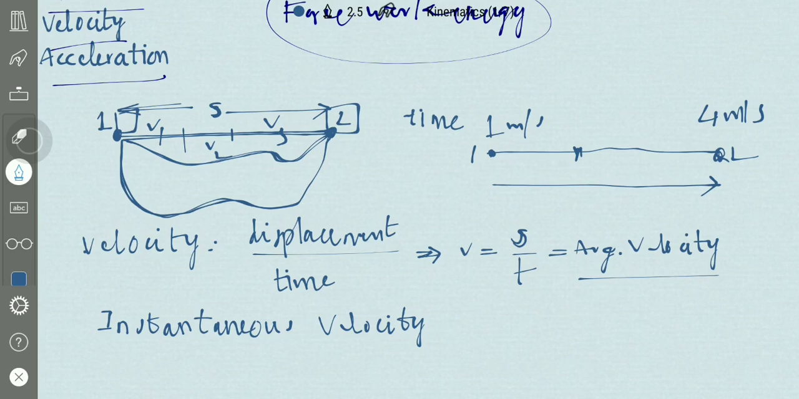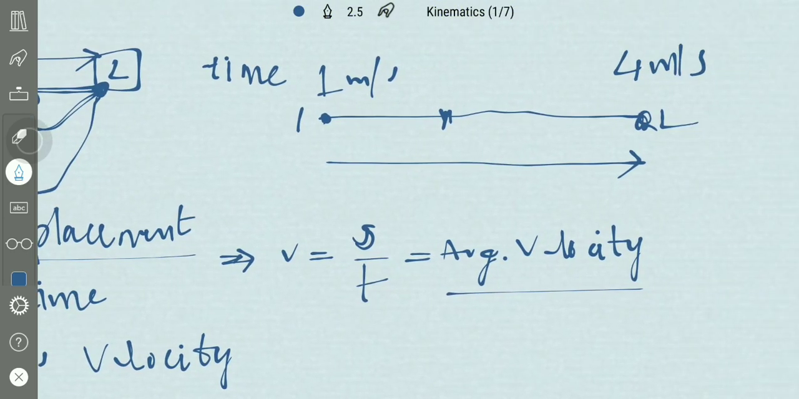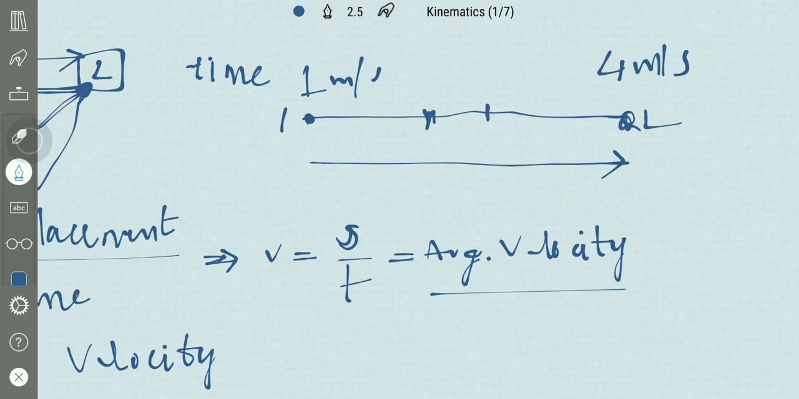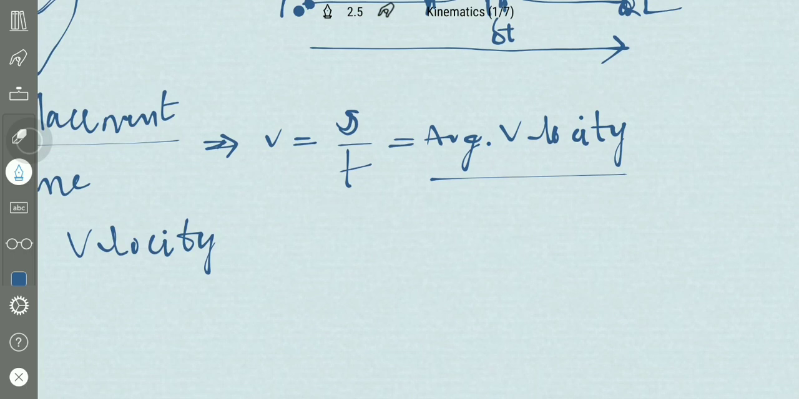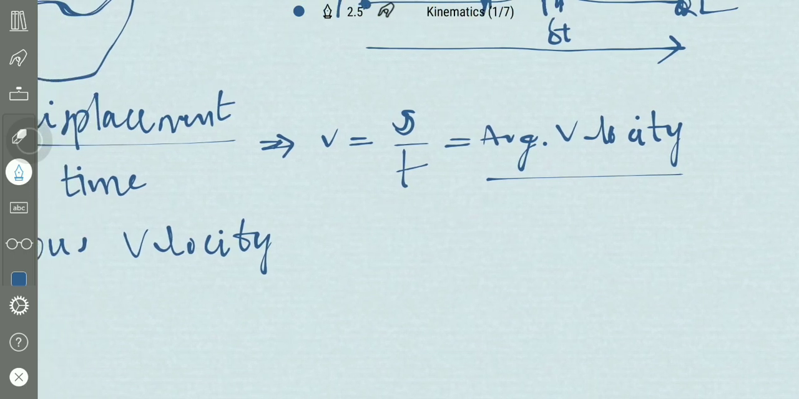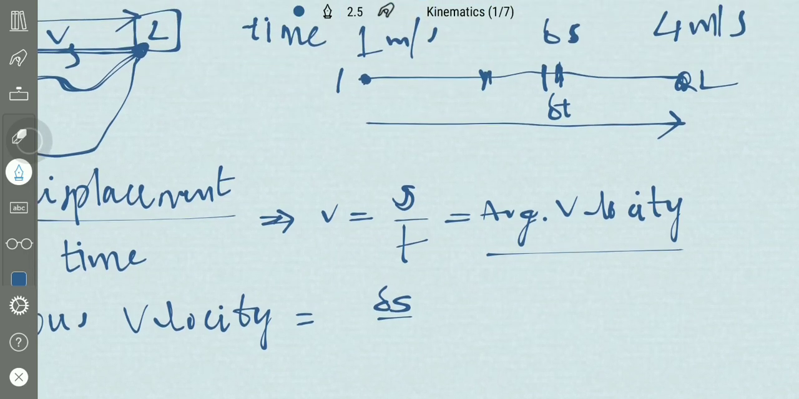In order to find instantaneous velocity, we take a small section, where this distance is delta s and the time is delta t. So this small distance delta s is traveled within the time delta t. So what is instantaneous velocity? It is at a particular point, and it is not a particular distance, it is a particular point. So the velocity with which the body travels in this small distance delta s is delta s by delta t.